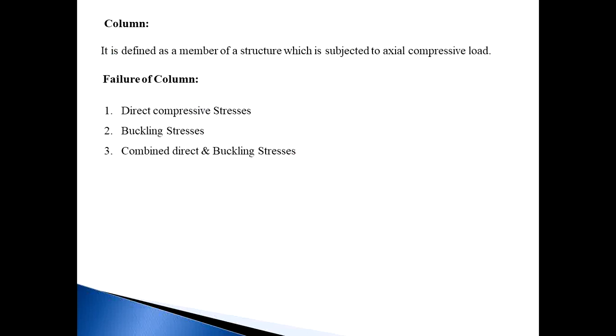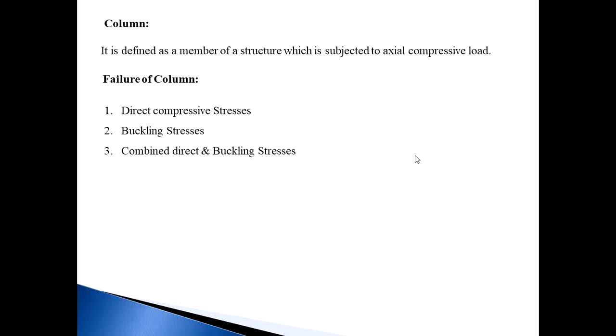So in this lecture, we discuss column. A column is a vertical structural member subjected to axial compressive load. Basically, there are two members, that is column and strut. A column is a perfectly vertical member subjected to axial load or compressive force, and a strut is an inclined member subjected to compressive load. This is the difference between column and strut.